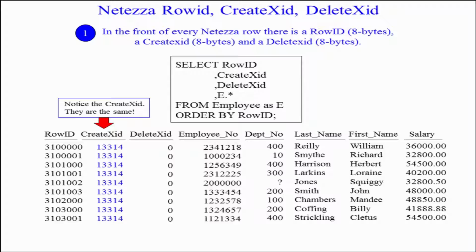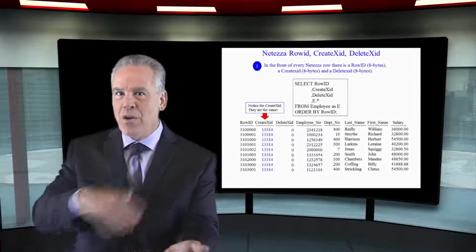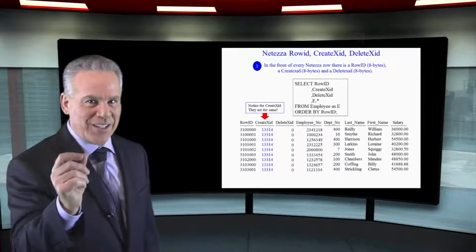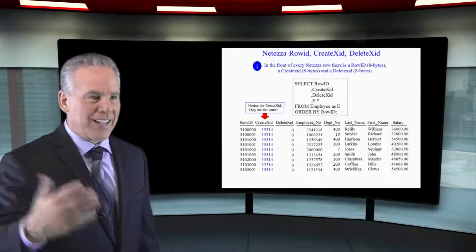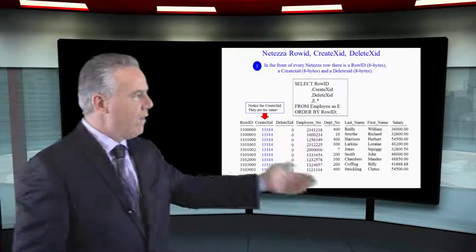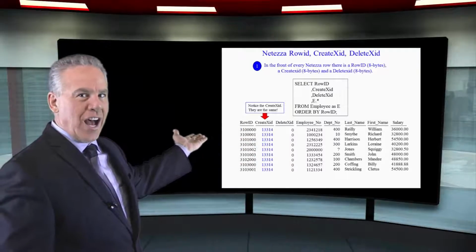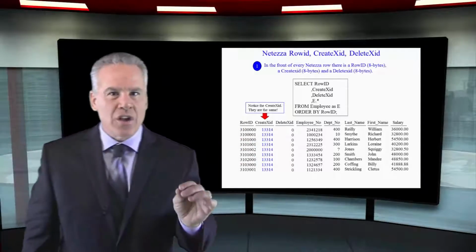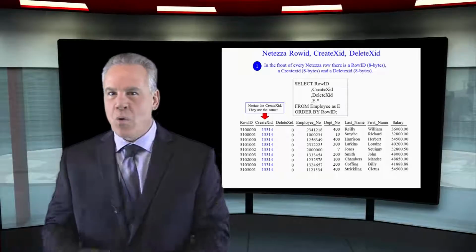one load. If later on I did an insert, that would have a different CreateXid, and we would right away recognize, I see that we did a big load and then somebody did something else because I have a new CreateXid. We will also have a DeleteXid in case a row is updated or deleted.